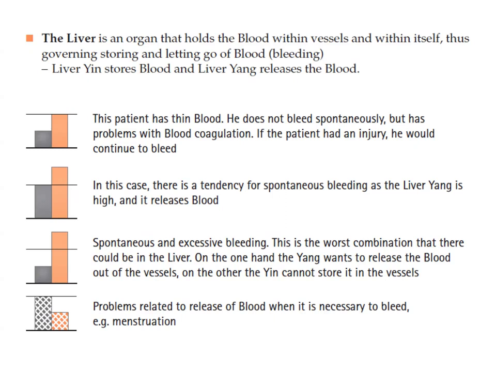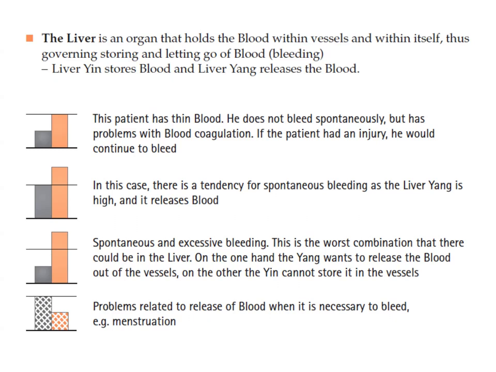It is small. Their yin and yang are not equal, one is high and the other is low. So, in the second towergram, in this case, there is a tendency for spontaneous bleeding as the liver yang is high and it releases blood. Okay. The next towergram, spontaneous and excessive bleeding. This is the worst combination that there could be in the liver. On one hand, the yang wants to release the blood out of the vessels. On the other, the yin cannot store it in the vessels.